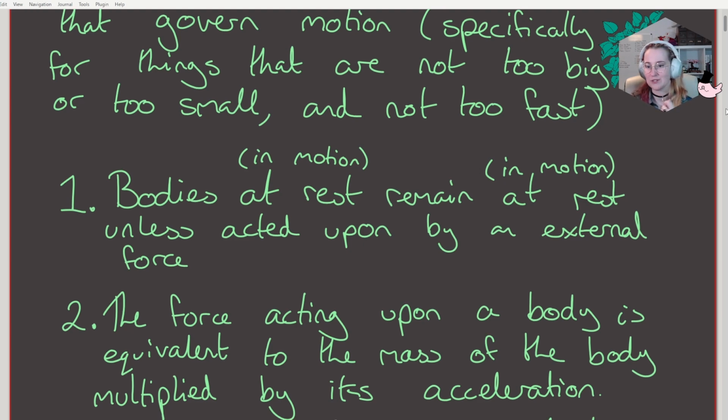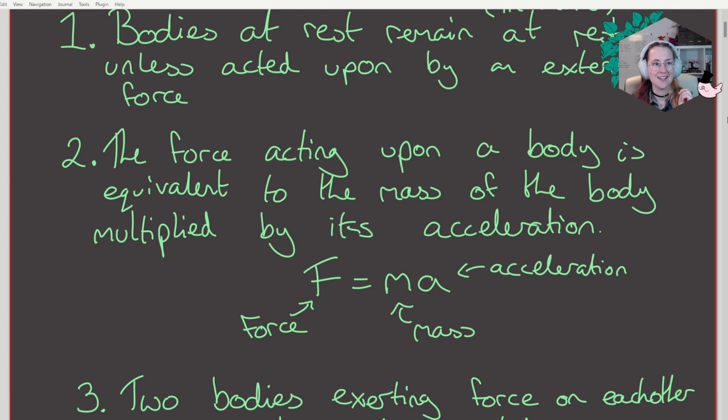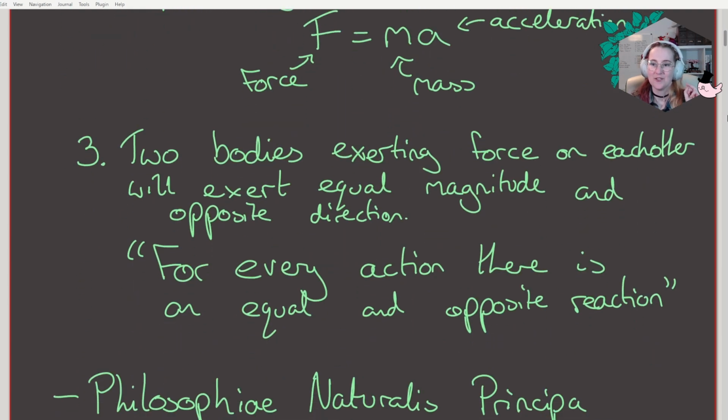This is our Newton's first law. The second one, the force acting upon a body is equivalent to the mass of the body multiplied by its acceleration. F equals ma. If they're not saying E equals mc squared, they're saying F equals ma. Very iconic equation that we used loads in this. The final one is our live, laugh, love of our Newton's laws. So 2 bodies exerting force on each other will exert equal magnitude and opposite direction. Or basically, for every action, there is an equal and opposite reaction, which has been used by people to describe karma. But in this case, it's just talking about normal forces.